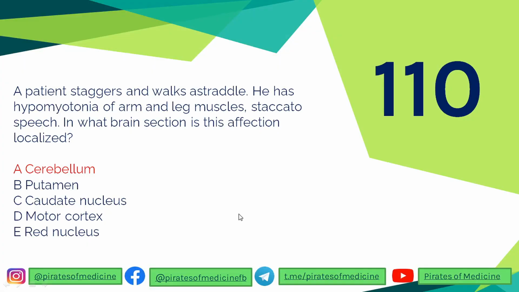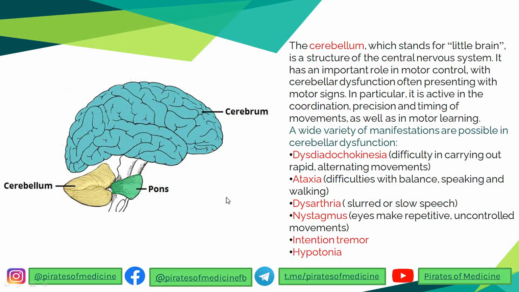The next question is that a patient staggers and walks straddle-legged. He has hypotonia of arm and leg muscles, staccato speech, and intention tremor. Where is this lesion localized? These are classic symptoms of a cerebellum lesion. We did this, you can note it down, but I hope you understand that this is a lesion of the cerebellum.